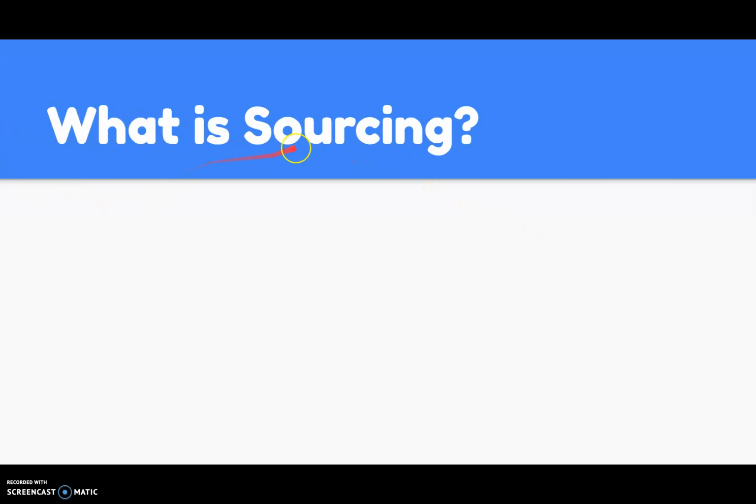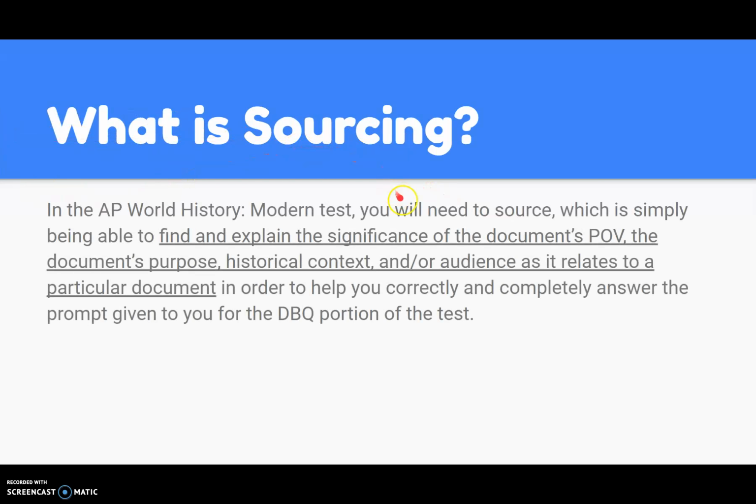So, what is sourcing? Sourcing is basically being able to find and explain the significance of the document's point of view, the document's purpose, historical context, and/or the audience as it relates to the particular document.